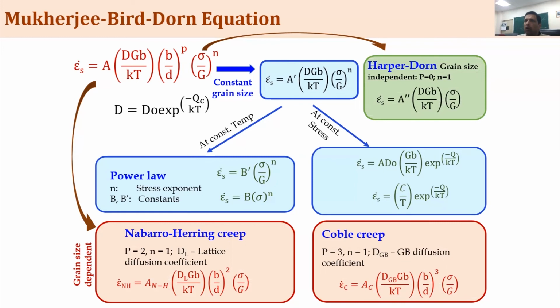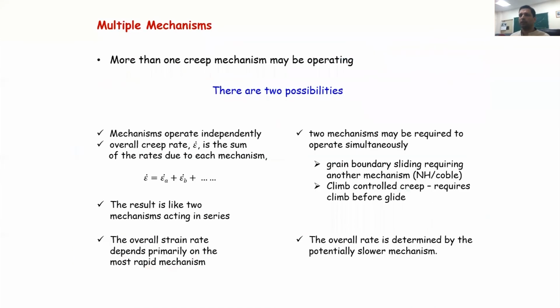And if you go for the Harper-Dorn equation, which we saw is true for very large grain sized materials at low stresses and high temperature, then we get an equation like this. So here it is independent of the grain size, but is still proportional to sigma by G to the power 1. So this summarizes all the various possible equations that we have gone through in this lecture. So it also describes the different mechanisms there.